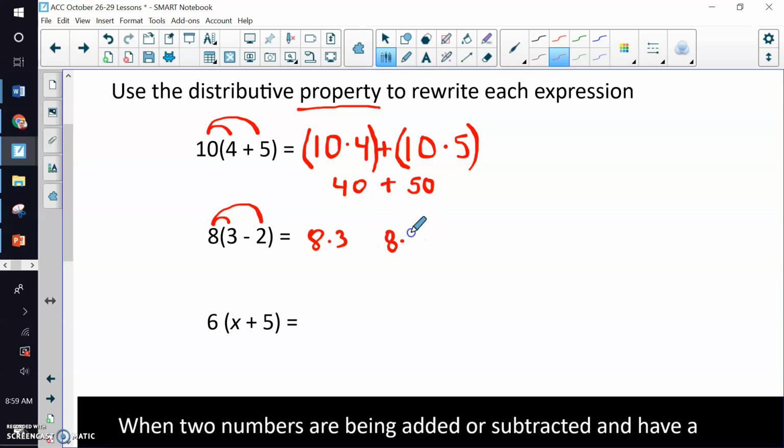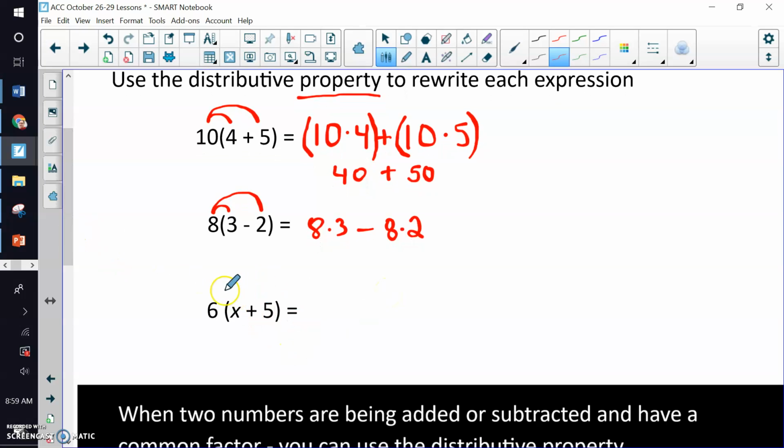So the 8 is being multiplied by these individually. And then in this case, since it's a difference, we have to make sure we put the correct symbol in place here. We can use it with variables. No problem there. 6 times x.